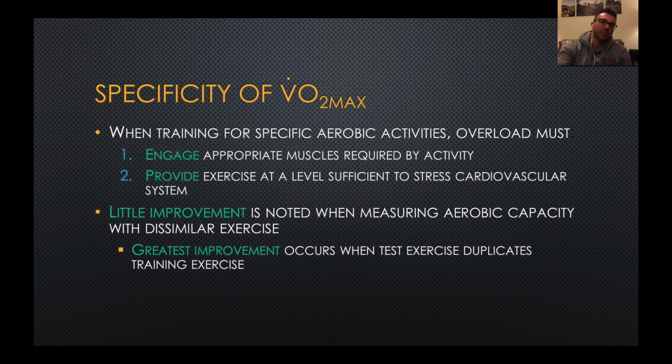Greatest improvement occurs when the test exercise duplicates the training exercise. So if you look to test someone's VO2 max and they've been running consistently, that's their mode of training, but you decide that you want to test them on a bike, those are very, very different things. So you might not see the same improvement, especially when you're looking at testing two different modes of exercise.